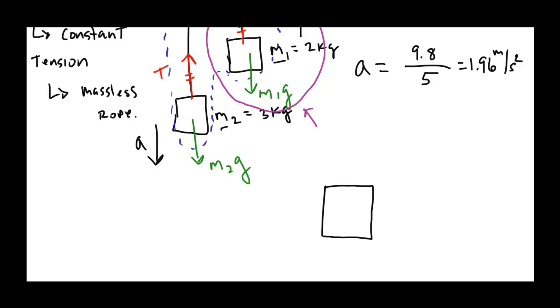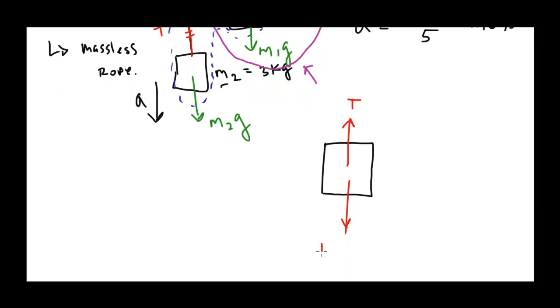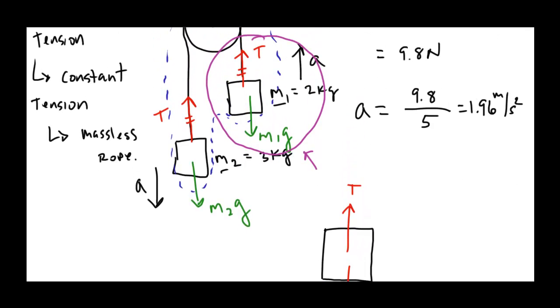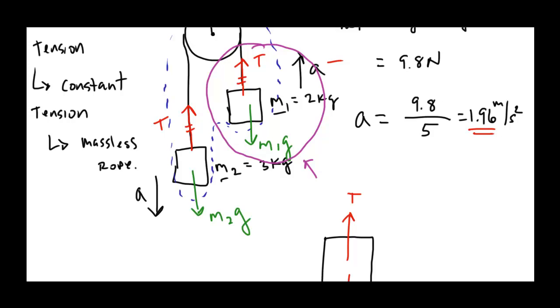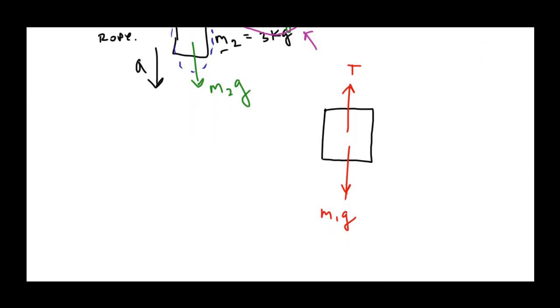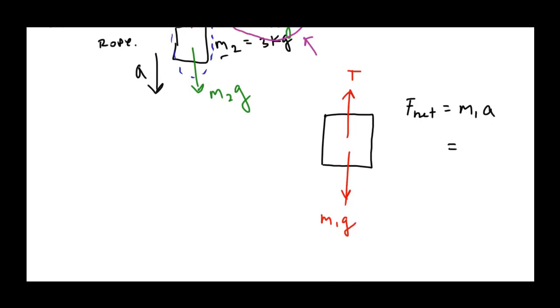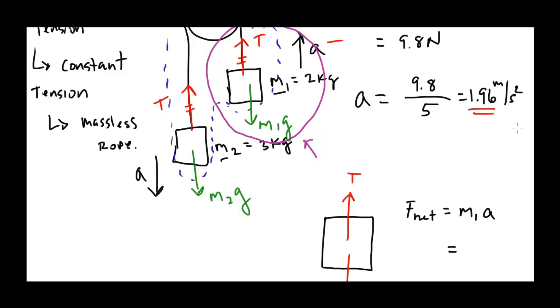Well, if my system is simply M1, then there are two forces. There's the tension force, and there's M1G. Are these equal and opposite? Well, no. They can't be, because this thing is accelerating upwards at 1.96 meters per second squared. In fact, I should be able to calculate the net force on M1. The net force here, F net, should be M1A. M1 is 2 kilograms times the acceleration of 1.96, right? That would be our net force.